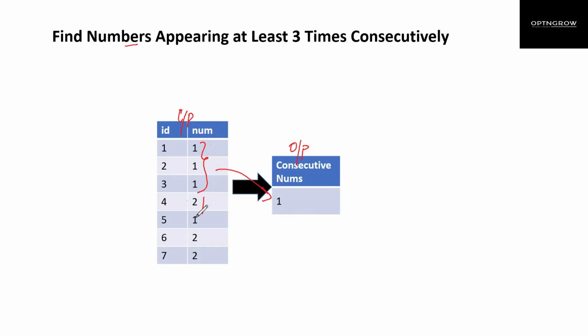Now this is not appearing 3 times consecutively, so definitely this is not the part of the table. Again, 1 shouldn't be the part of the table. Also, 2 is not appearing 3 times consecutively, so this will also not be the part of our output. I hope I'm clear with the question.